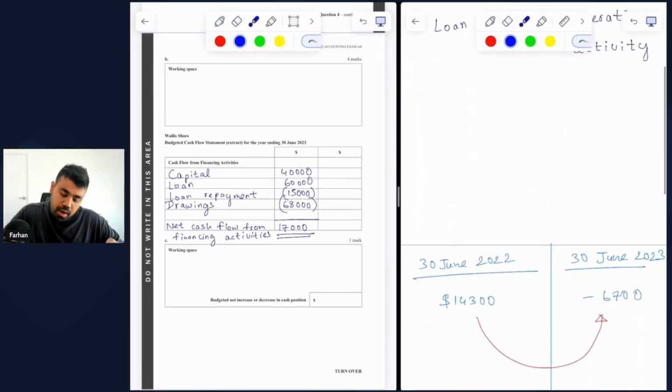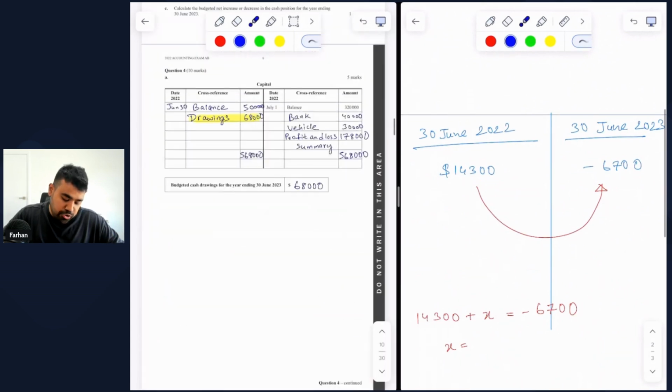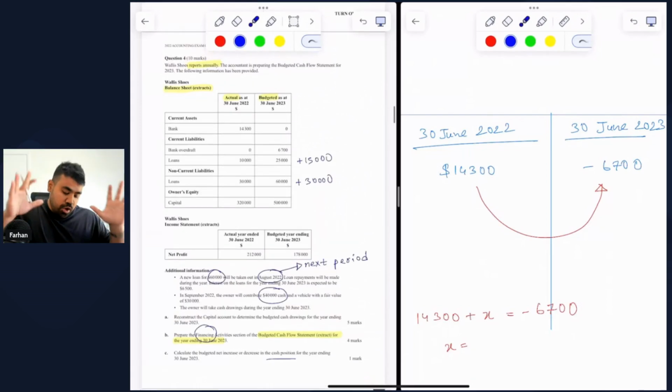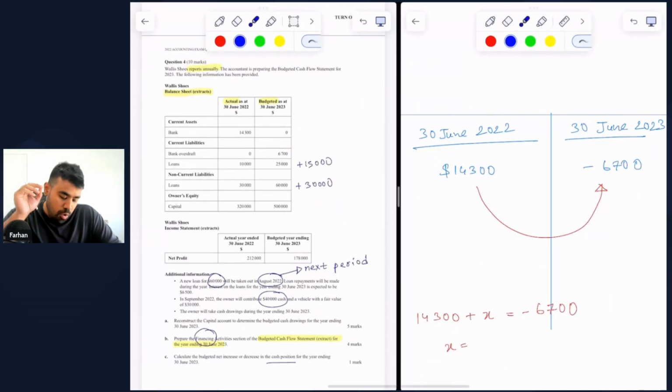Now let's move to part C. Part C requires you to calculate the budgeted net increase or decrease in the cash position for the year ending 30 June 2023. If you check the balance sheet extracts for the financial year 30 June 2022, you can see that we had bank as current assets of $14,300. And if you check the budgeted extracts as of 30 June 2023, you can see that we do not have any money in the bank. That is why it's zero.